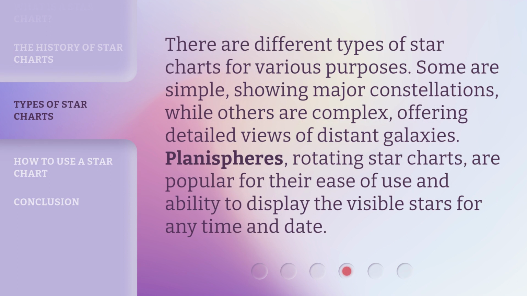There are different types of star charts for various purposes. Some are simple, showing major constellations, while others are complex, offering detailed views of distant galaxies. Planispheres, rotating star charts, are popular for their ease of use and ability to display the visible stars for any time and date.